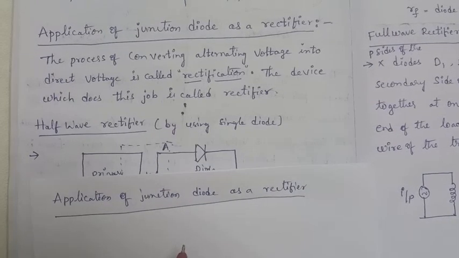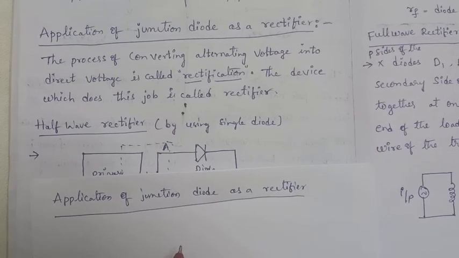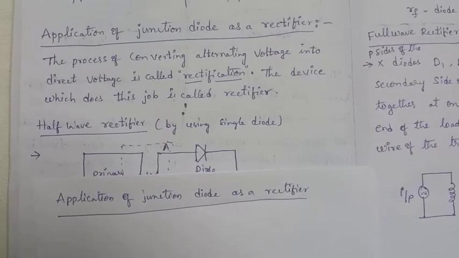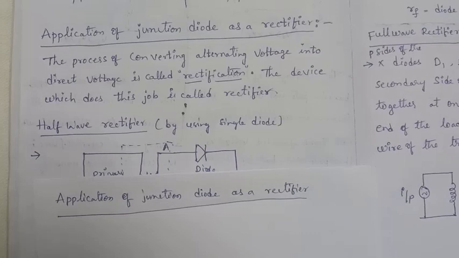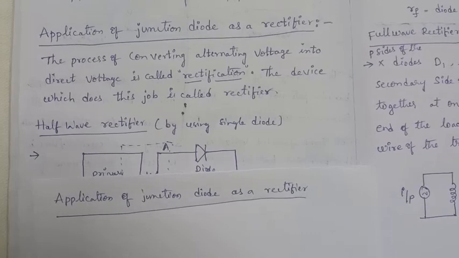In the previous class we learned about the forward bias characteristics and reverse bias characteristics. The diode conducts in forward bias, but it does not conduct in reverse bias. That's why the diode is called a unidirectional device. It will conduct in one direction only, that is, when P is connected to the positive terminal and N is connected to the negative terminal. Otherwise it will not conduct. So the diode is a unidirectional device.